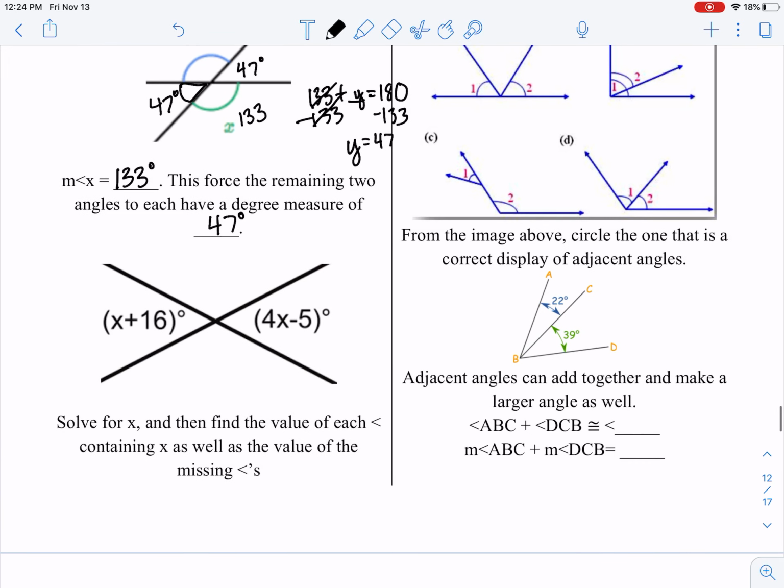So what I want you to do is solve for X in this last question and then find the value of each angle. Okay, so two parts. Solve for X first. After you solve for X, evaluate each angle, find their measurement, and then also find, I'm just going to call it angle 1 and the measurement of angle 2, and upload that picture to Canvas for me.